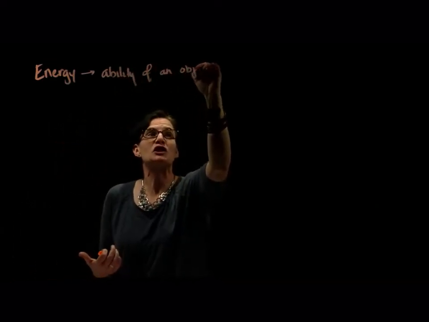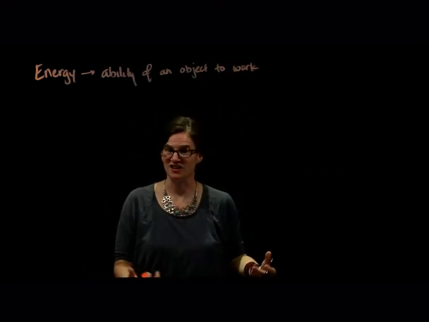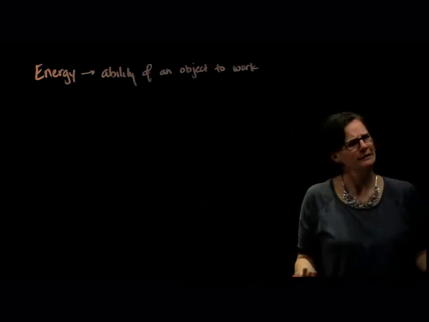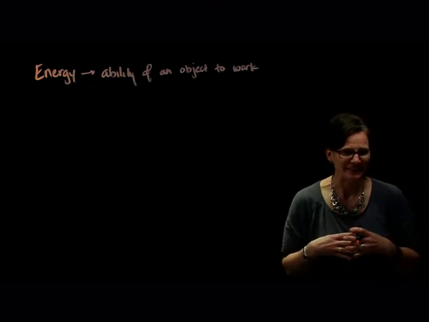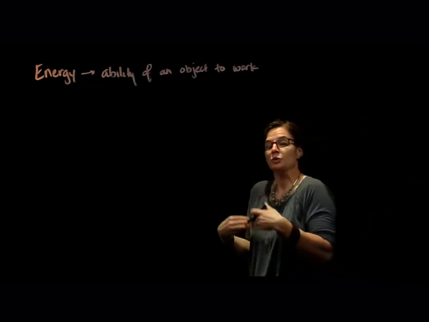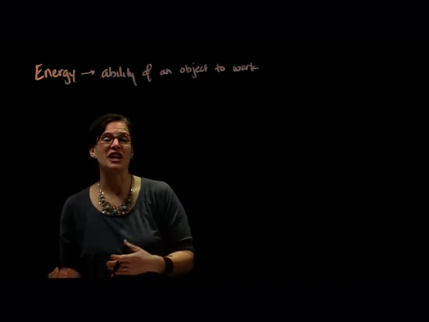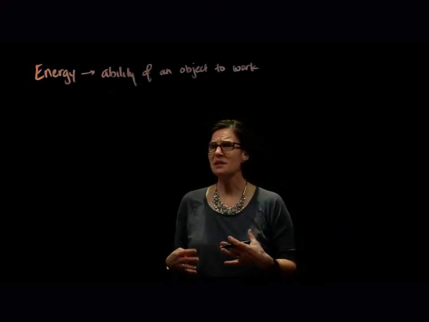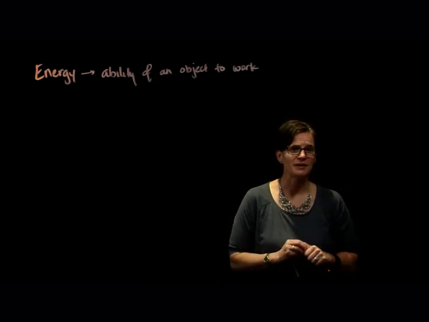And in order to do that work, an object has to have energy. And once an object has energy, it then has the ability to do work. It's sort of circular. And in fact, these two are very intimately related. If I do work on the object, I change its energy state. If I change the energy state of an object, I have done work. So energy fundamentally is the ability for an object to do work.